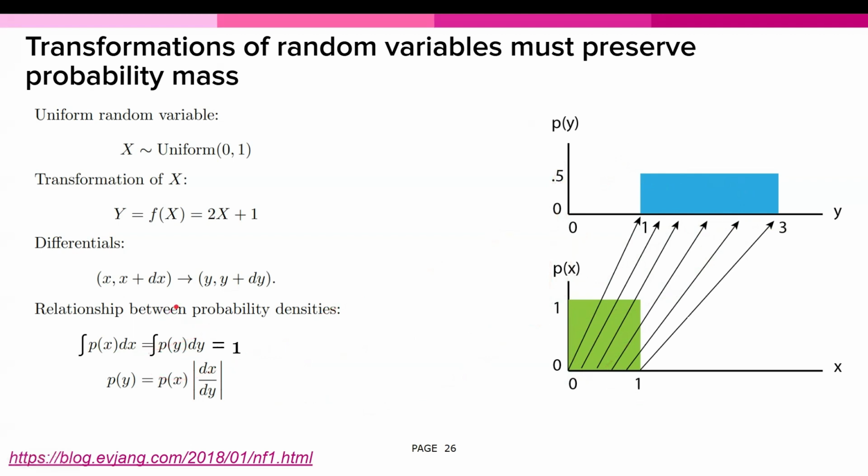And so we can formalize this relationship with derivatives, differentials. Because we know that the probability over y must equal that over x, and both of those must equal 1, we know that the probability density at y is equal to the density at x times the absolute value of the rate of change of x with respect to y.